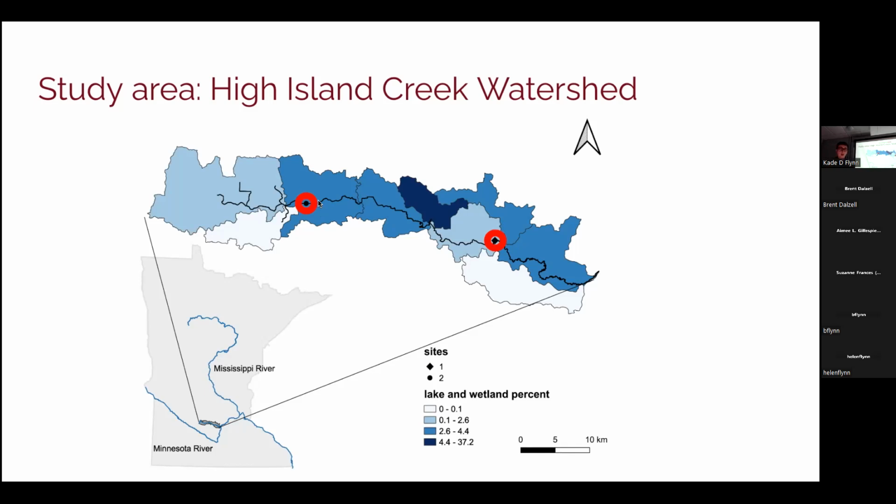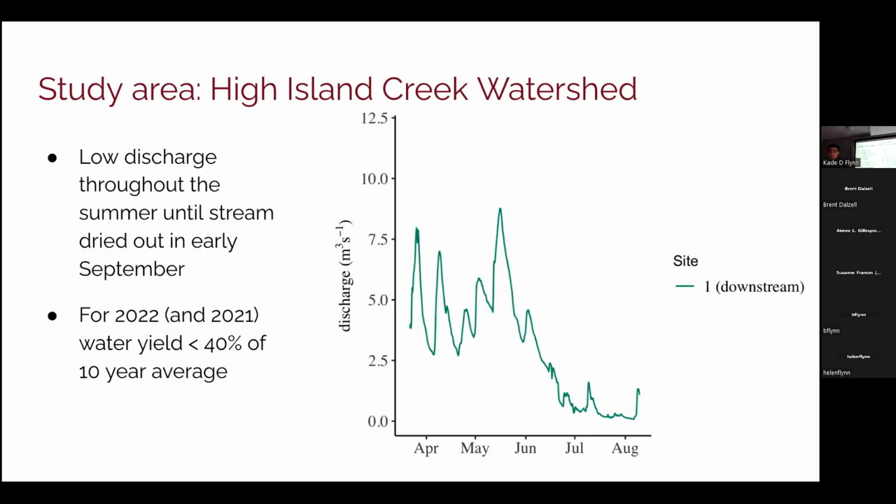And if we look at hydrographs from these two locations for the study year, 2022, first we'll note that during 2022, discharge decreased throughout the summer until the stream dried up in early September. And for this year and the year preceding it, water yield was less than 40% of the 10-year average. So this study really was conducted during some severe drought within this watershed.